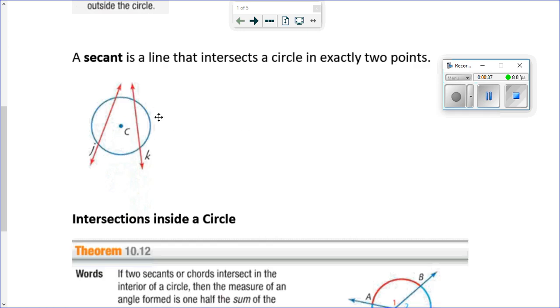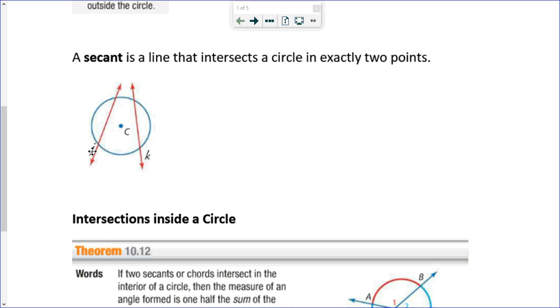So a definition: a secant is a line that intersects a circle in exactly 2 points. Here in circle C, we can observe 2 secants. Line J is a secant. Line J intersects circle C at 2 points, here and here. So line J is a secant, as well as line K that intersects there and there. So both lines are secants.